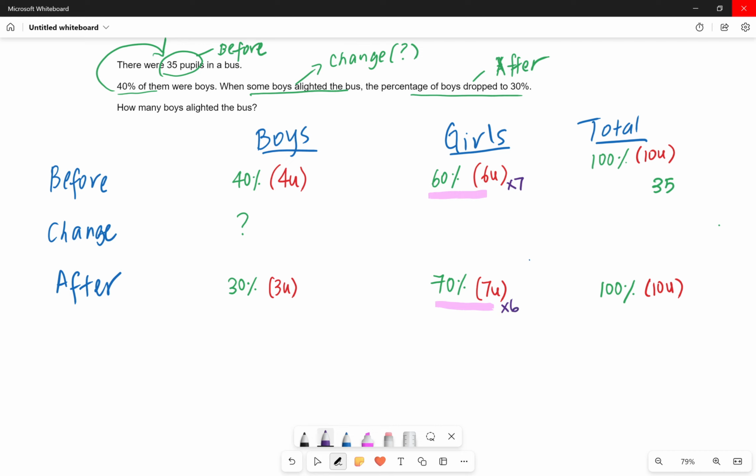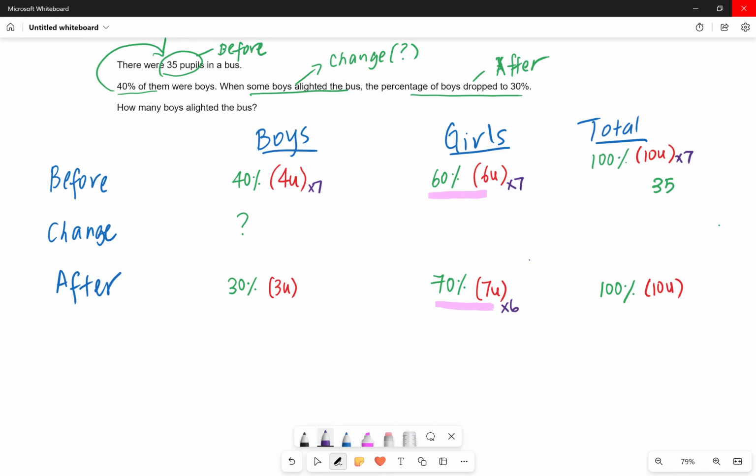Now looking at each row across, in order to maintain the same proportion of the percentage, we have to ensure that the units we're looking at are equivalent across the boys and the girls. Since we have multiplied 6 units by 7 for the before girls, we have to do the same for the 4 units before boys. And of course the total times 7 in the before row as well.